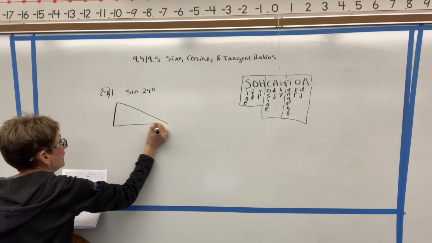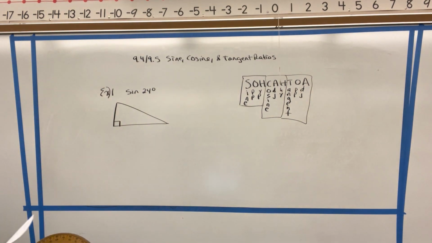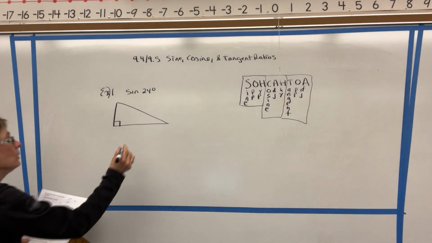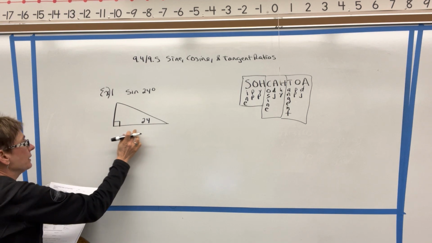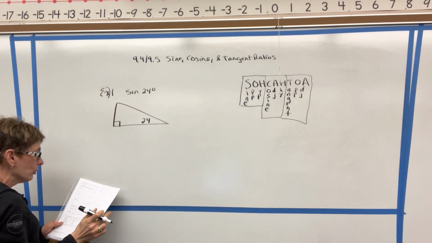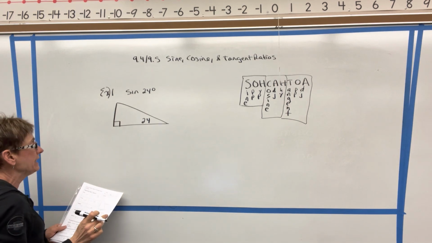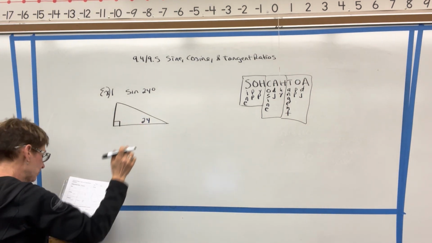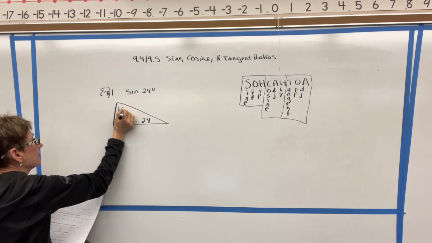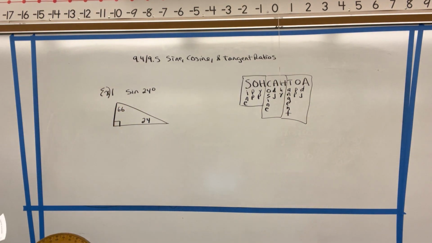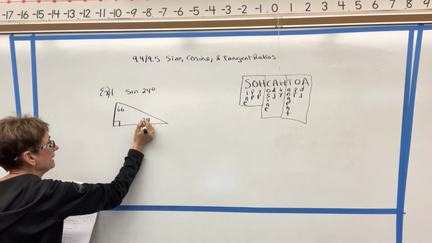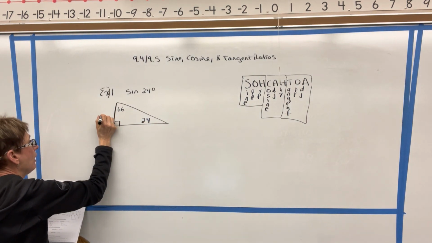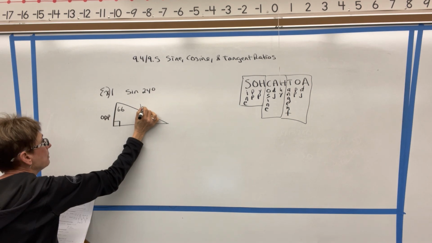If we're talking about sine, we have to be talking about a right triangle. So we can draw a right triangle. We also know that there is 24 degrees here. And since there has to be 180 degrees total in a triangle, I can subtract 90 from 180 to get 90, and I can subtract 24 from that to get 66. So I know that the three angles in that triangle are 24, 66, and 90. The sine of 24, if we're looking at this angle right here, is going to be the opposite over the hypotenuse.